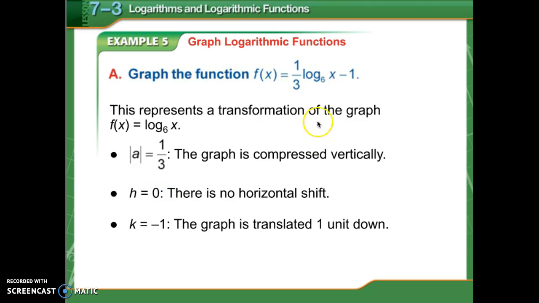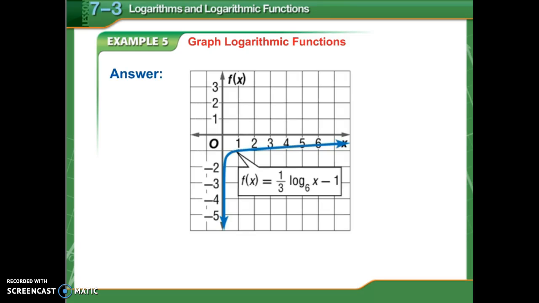H is 0. There's no x plus or minus anything in parentheses, so there's no horizontal shift. And our K value is -1, so our graph is going to be shifted down by 1 unit. So our basic graph, if we have log base 6, we would be at the point 1/6, comma -1, but we're actually shifted down.